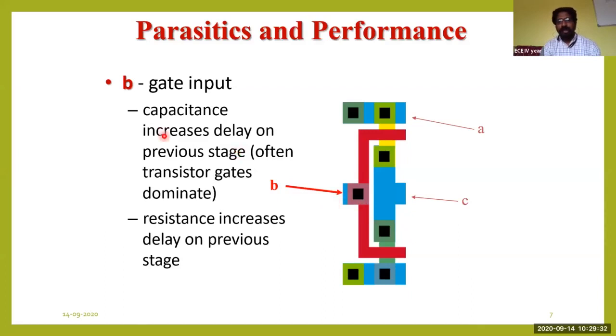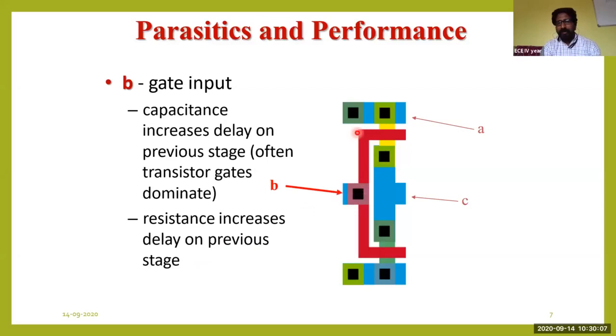So that increases the delay on the previous stage, and often the transistor gates will dominate. The number of transistors also increases, because you have to drive that huge load, and to drive it you need additional drivers. Then again the resistance increases the delay on the previous stage. If you have a huge resistance here, if you are using a long path or long mask, that increases the delay.